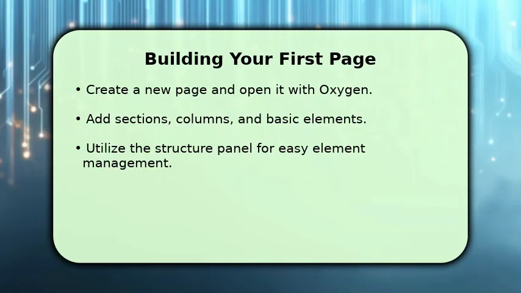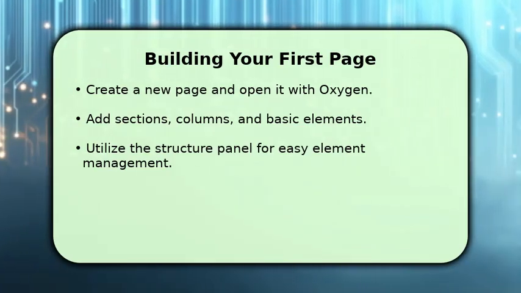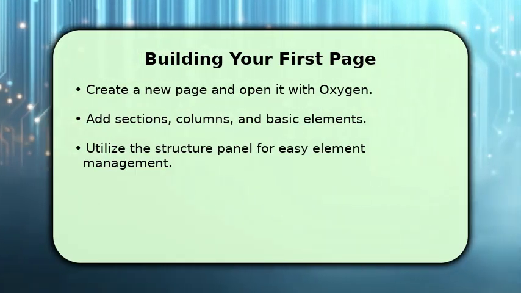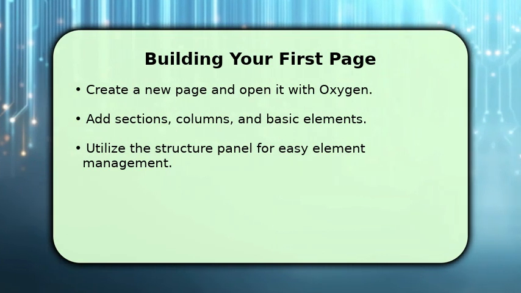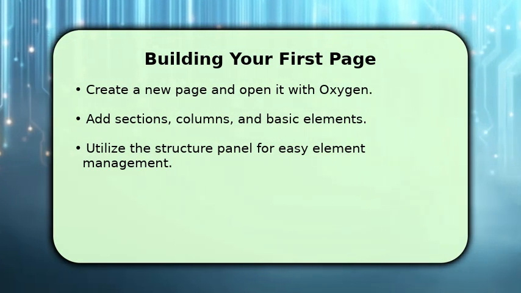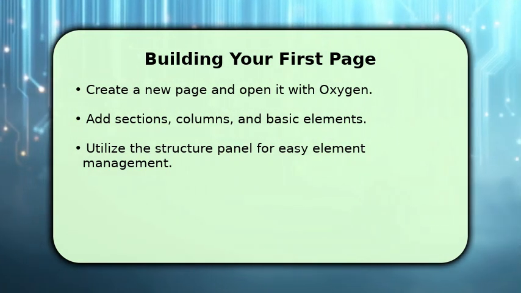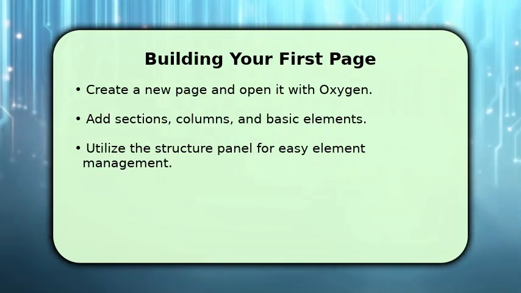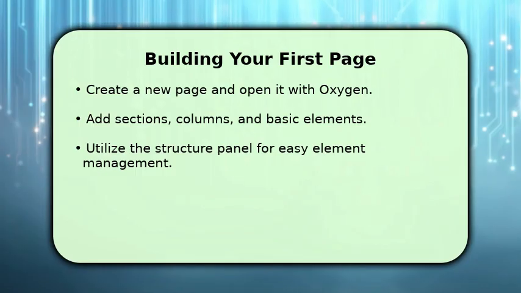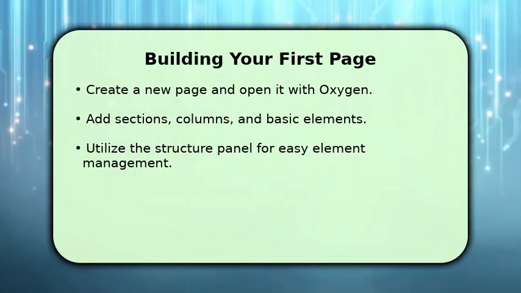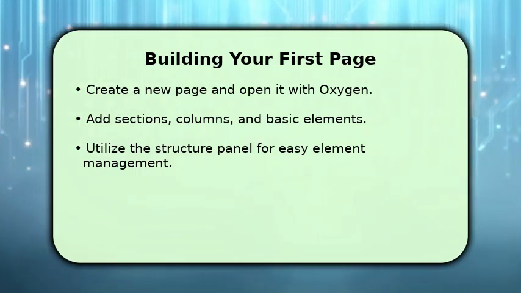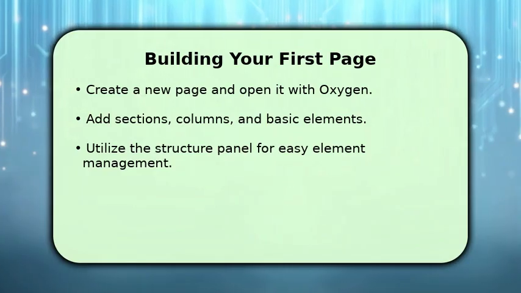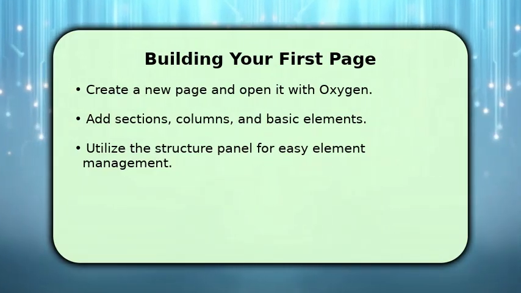Now, let's build your first page. Create a new page in WordPress and click Edit with Oxygen. Inside the editor, you'll find a blank canvas. Start by adding a section element, then drag and drop columns to create your layout. Populate these with basic elements like headings, text, and images. The Structure panel on the left provides a clear overview of your page elements, making organization straightforward and efficient.